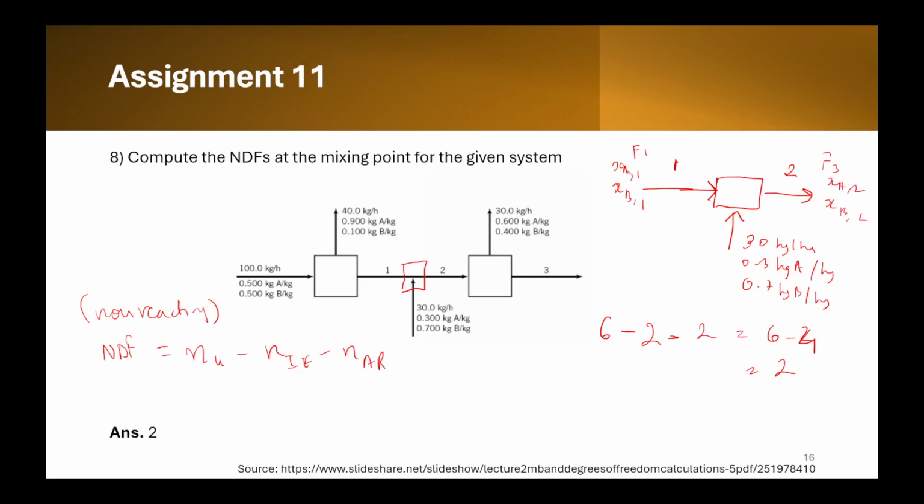Another way to do this is that you don't consider one of these, and then you don't have to consider the auxiliary relation as well. So the number of unknowns is 4, and the number of independent equations is 2. You don't need to consider the auxiliary relation. So 4 minus 2 is again 2.